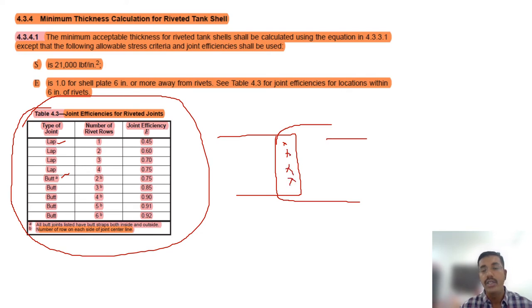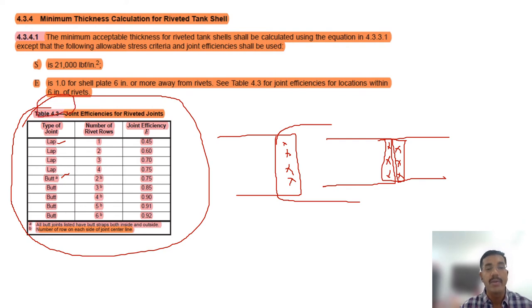And in a butt joint, we have a plate here, we have another plate here, and we have a patch plate on both of them. And we put rivets on top of it. So we call it butt joints. For lap joints and butt joints, how much the joint efficiency will be, we can find in Table 4.3.